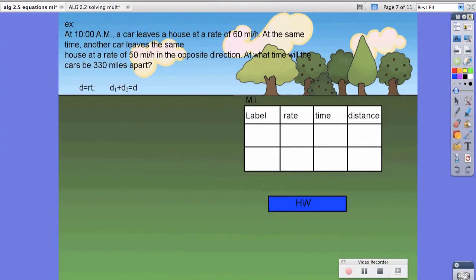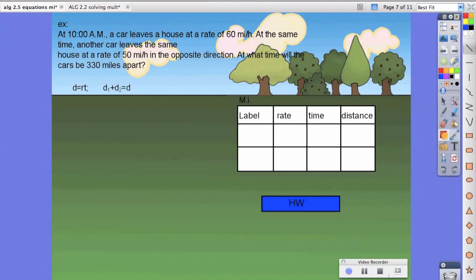The next problem talks about another car. It says, at 10 a.m., a car leaves a house at 60 miles per hour. At the same time, another car leaves the same house at a rate of 50 miles per hour in the opposite direction. At what time will the cars be 330 miles apart?